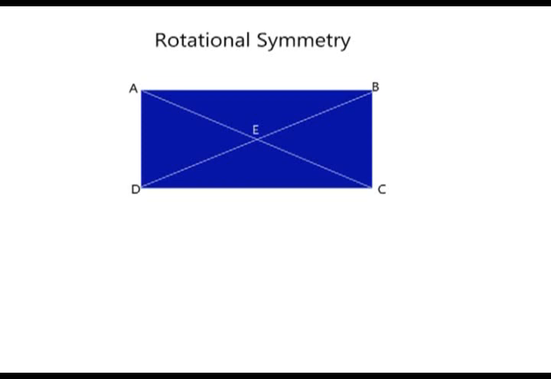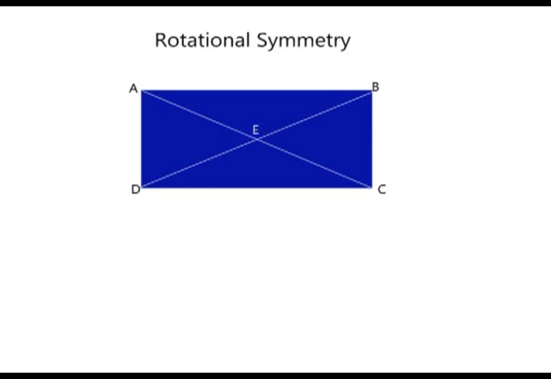Now, before I go, I want us to look at something called rotational symmetry. Now, when a plane figure is mapped onto itself under a rotation of angle theta, where theta is between 0 degrees and 360 degrees, it is said to have rotational symmetry, with the center of rotation being the same as the center of symmetry.